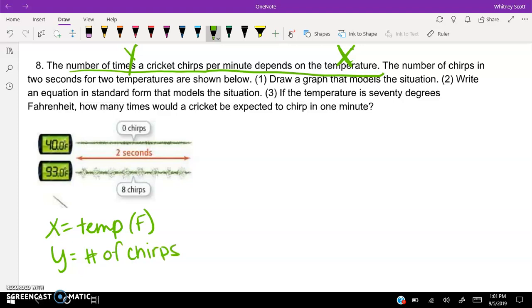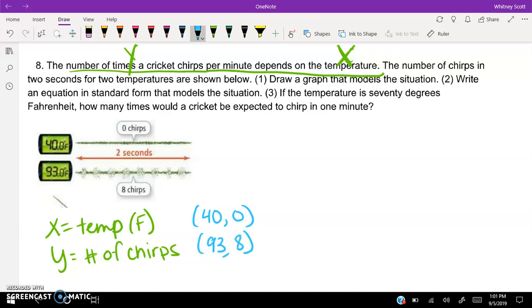Okay. And specifically, we'll get into some time frame there. So if we write out our ordered pairs, what we have from this data here is at 40 degrees Fahrenheit, we get 0 chirps, and at 93 degrees Fahrenheit, we get 8 chirps.